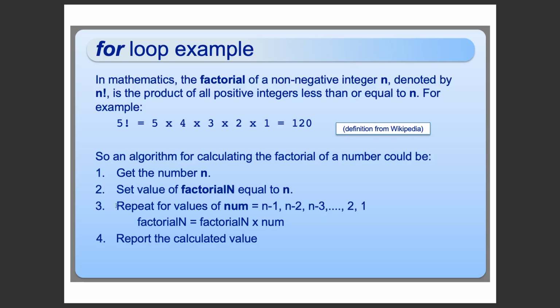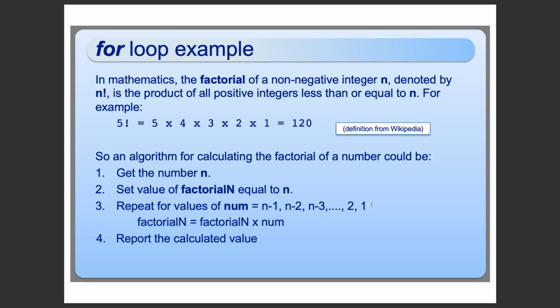Okay. And then we repeat for values of num. So we're going to go through each of these in turn in a loop. So if n is 5, n minus 1 will be 4, n minus 2 will be 3, n minus 3 will be 2, and n minus 4 will be 1. So we're going to repeat for each of these values here, but we're pretending we're starting with n, so we don't know what n is. It could be 5, but it could be 10, or it could be 100. So we're going to repeat for values n minus 1, n minus 2, n minus 3, and so on, all the way down to 1.